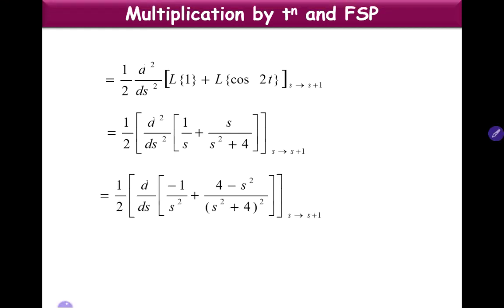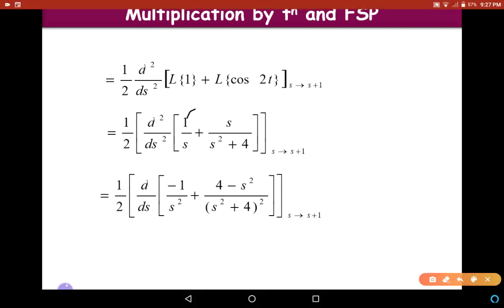So finding one derivative, what is the derivative of 1 by s? Derivative of 1 by s is minus 1 by s square, plus derivative of s by s square, applying again the same formula, derivative of u by v is equal to (v into u dash minus u into v dash) by v square. We get (4 minus s square) by (s square plus 4) whole square. So after evaluating one derivative, we got this term.